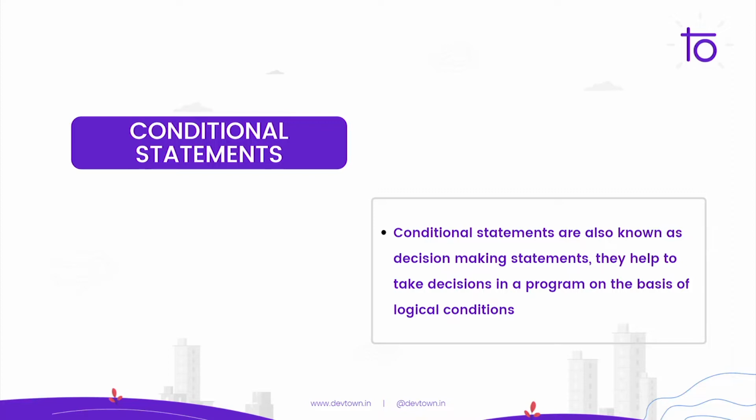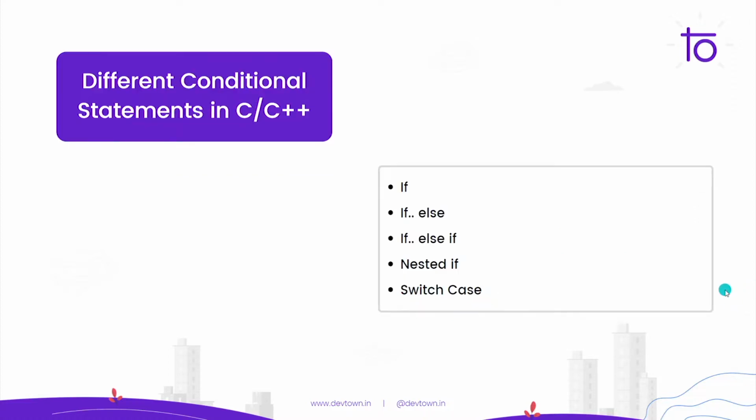So, conditional statements are also known as decision-making statements because they help to take decisions in a program on the basis of logical conditions. The different conditional statements in C and C++ include if else, if else if, nested ifs, and switch case. Let's go over the syntax of each of these before moving on to the code.